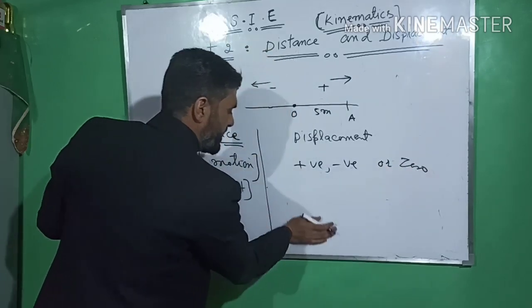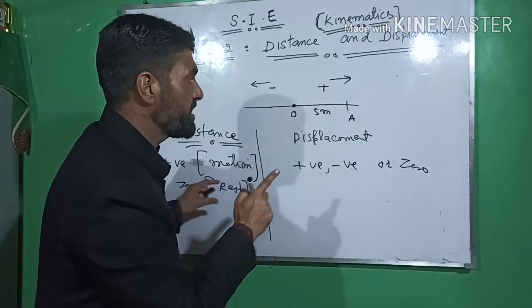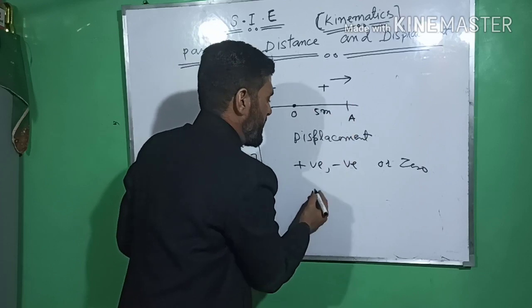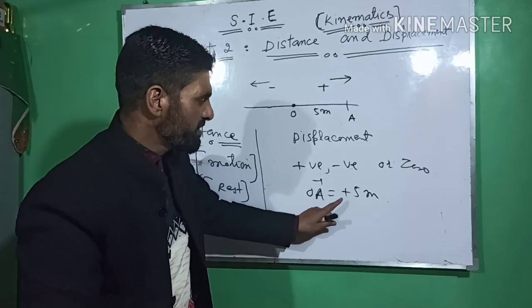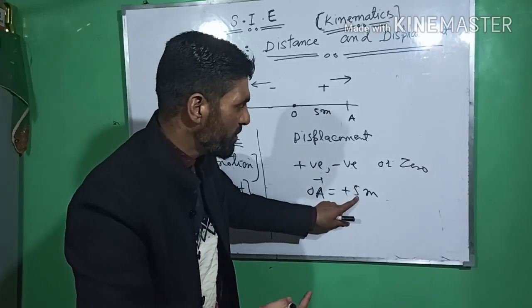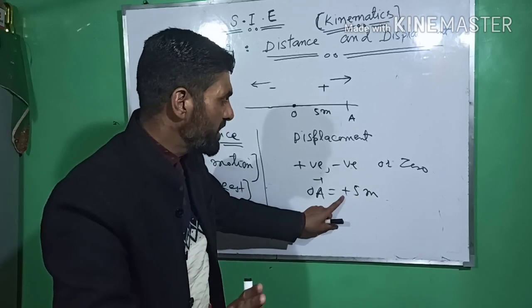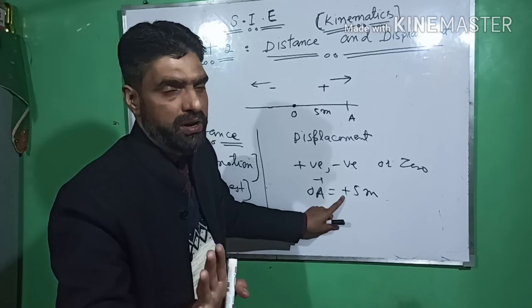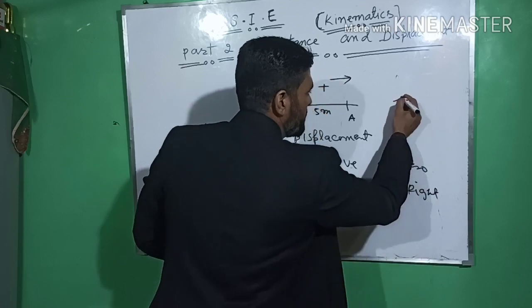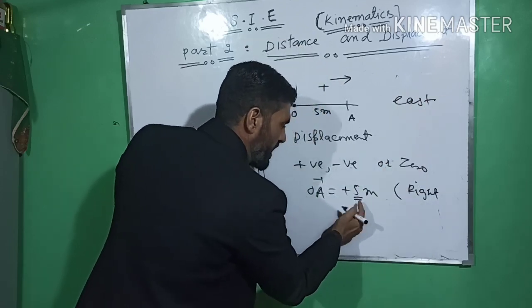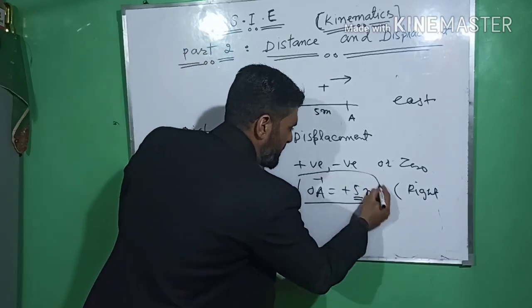How? See, my dear students, let this particle move towards the right. If we take direction into account, it is moving towards the right, and we take vector OA to be plus 5 m. Plus 5 m means the direction is towards the right, that is towards east, and 5 is the magnitude, and the magnitude of a vector quantity is always positive. So here displacement may be positive.